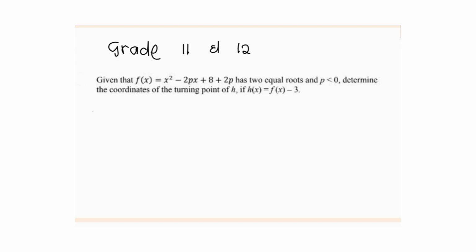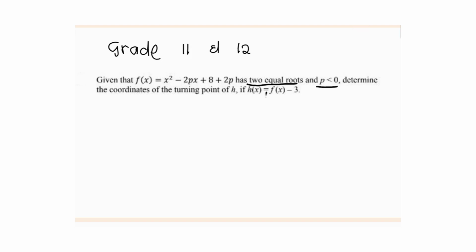So the first question: we are given that f(x) is x squared minus 2px plus 8 plus 2p, and it has two equal roots, where p is less than 0. Determine the coordinates of the turning point of h, if h(x) is f(x) minus 3. Okay, this one looks a bit long because now they are taking us to a turning point, but guys, don't worry, I've got you covered.